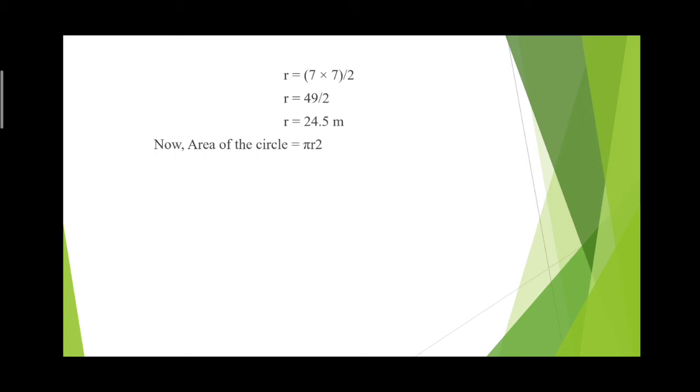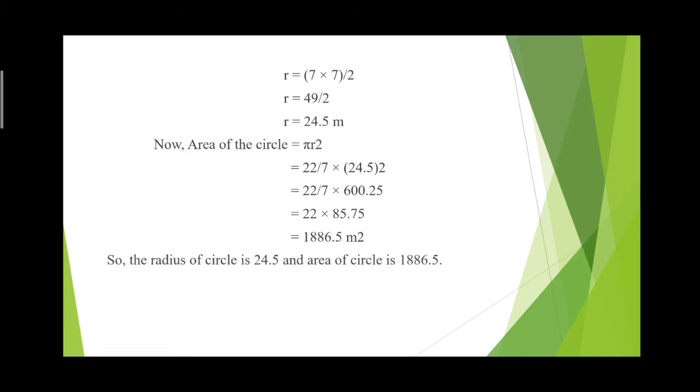Now area of the circle is equal to pi r square, which is equal to 22/7 into 24.5 whole square, because we got r is equal to 24.5. That is 22/7 into 600.25, which is equal to 22 into 85.75. Therefore, area of the circle is equal to 1886.5 meter square. So the radius of the circle is 24.5 meters and the area of the circle is 1886.5 meter square.